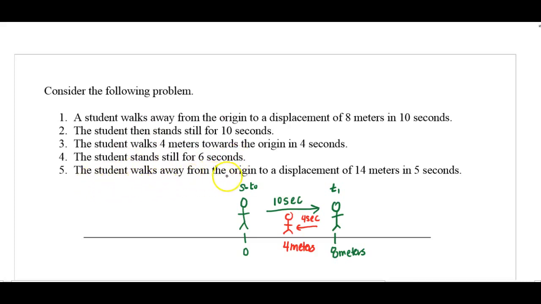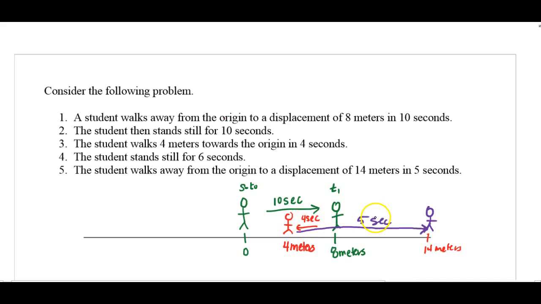And then the student's going to walk away from the origin again to a displacement of 14 meters in 5 seconds. So now a displacement, so that would be the straight line distance from the origin to that location. So a displacement of 14 meters. So they're going to end up over here at 14 meters in 5 seconds. So that means they're going to turn around and go back all the way over here to 14 meters in a total of 5 seconds is what it will have taken to get over here to 14 meters. So that's what's happening along the straight line.